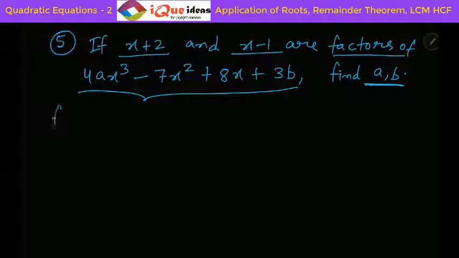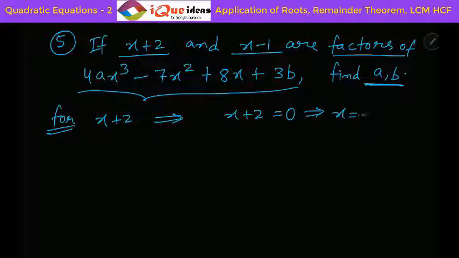Okay? So let's do one thing. Let's go one by one. Let's first do it for x plus 2. For x plus 2, to find the remainder, what we need to do is take x plus 2 equal to 0. So this will give us x equal to minus 2.